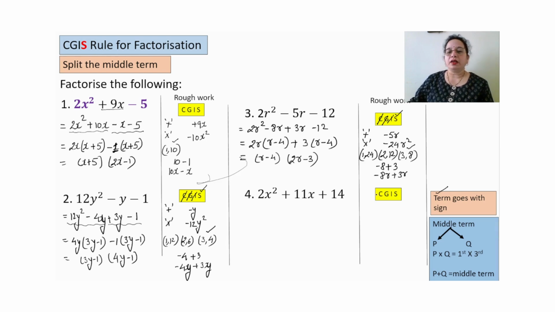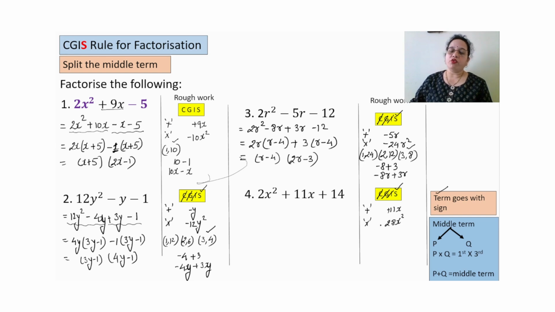Come for the fourth sum. So again taking common is not possible. Grouping is not possible. 14 you cannot write as a whole square, so identity is also not possible. We will go for splitting the middle term. It means when we add these two terms you should get the middle term, this is plus 11x, and when you multiply you should get the product of the first and the last term. So 14 2s are 28.